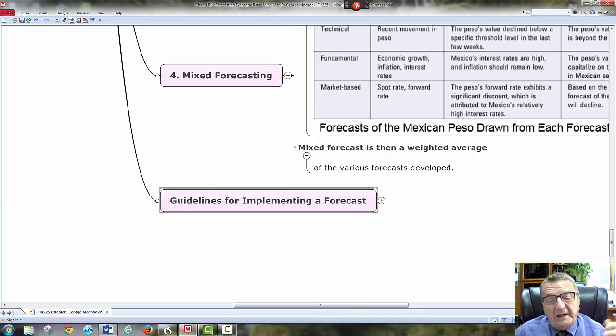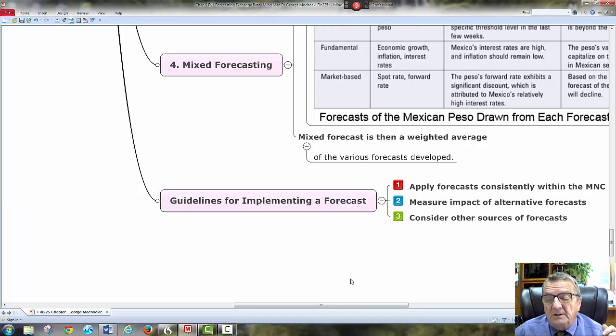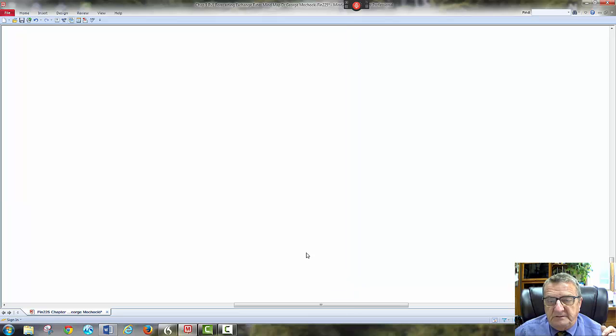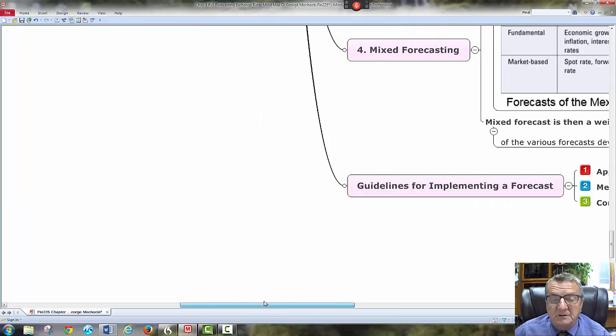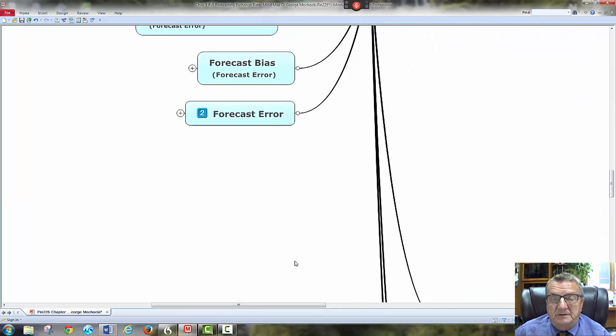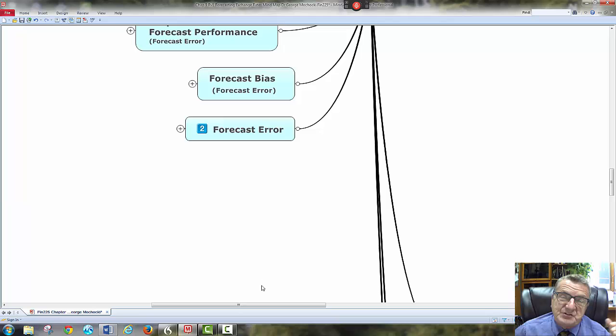Okay, so now some guidelines for implementing the forecasting. Apply the forecast consistently within the multinational corporation, across all your subsidiaries. Measure the impact of alternative forecasts. You have to always have what-if options, software that does that for you. Consider other sources of forecasting. There's more out there. Sometimes you may even outsource it as a check and balance.